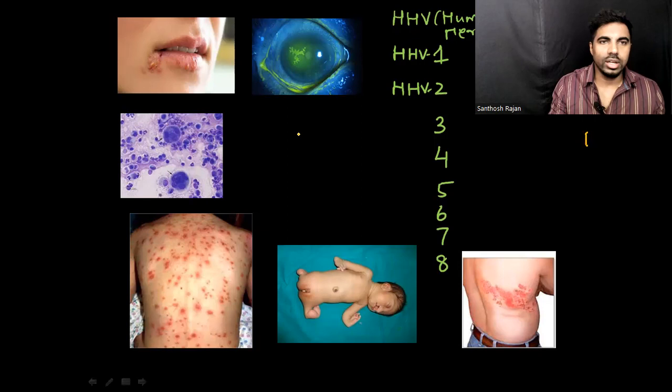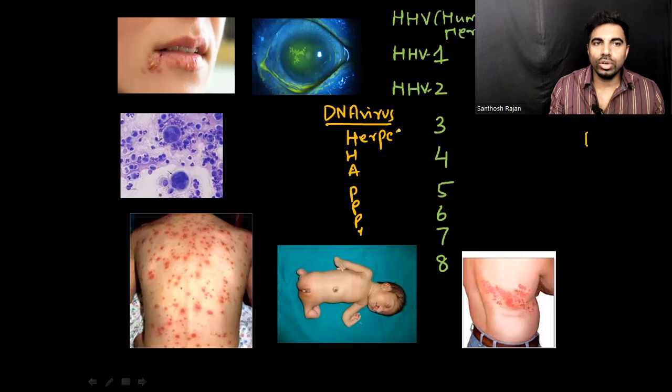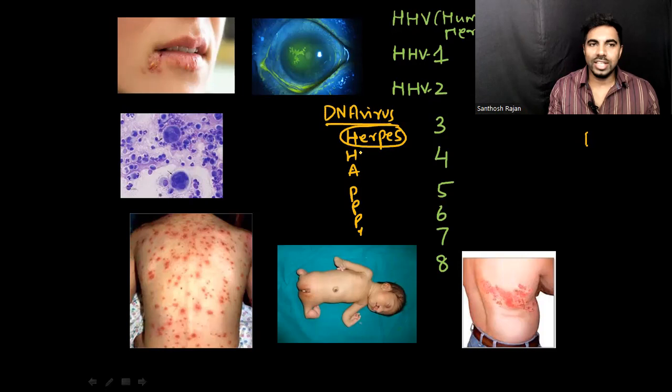If you remember DNA viruses, what is the shortcut for DNA viruses? The shortcut is HHAPPPY, right? So H for herpes. This is the one we're talking about now. In herpes, we have 1, 2, 3, 4, 5, 6, 7, 8. The other one is hepatitis B, HBV virus, A for adenovirus, P for parvo, another P for pox, and another for papilloma. We have important questions. They can ask any of these.